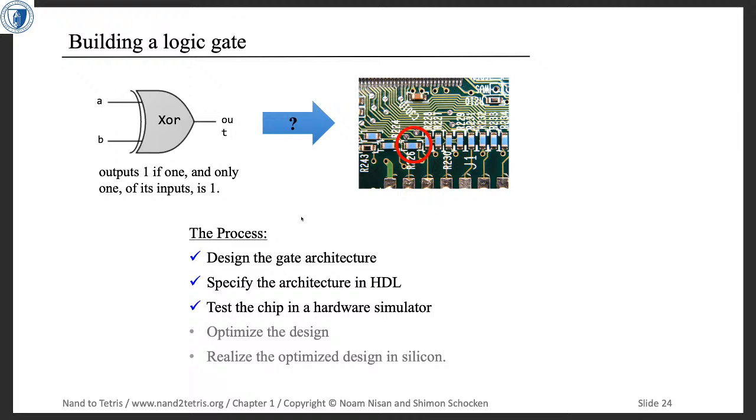Right, so the process we're going to look at in this course is we're going to design the gate architecture, specify the architecture in a hardware description language, and then test the chip on a hardware simulator. I don't know how much optimization we'll do. Most of the devices we're going to make are pretty simple, so it's hard to optimize, but we can do some optimization. We can certainly do some testing, and then we'll deploy that tested HDL onto silicon, that device that I showed you before.